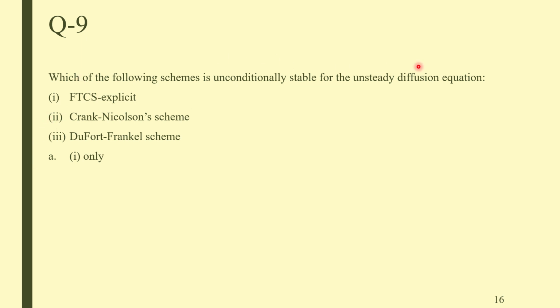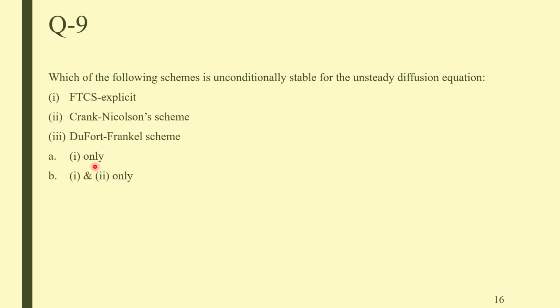Which of the following schemes is unconditionally stable for the unsteady diffusion equation? The answer is the Crank-Nicolson scheme because it is an implicit scheme and we are solving it directly. So to some extent the time step or the grid size would not affect the stability of the solution. The same is the case with the Dufort-Frankel scheme. So 2 and 3 are the right ones.